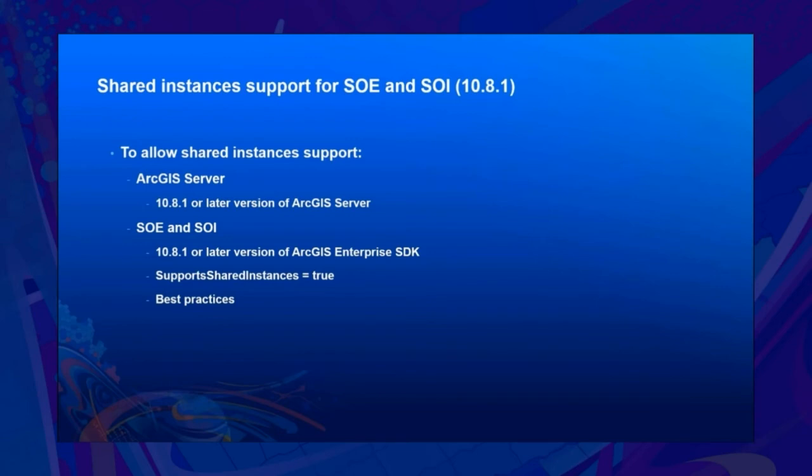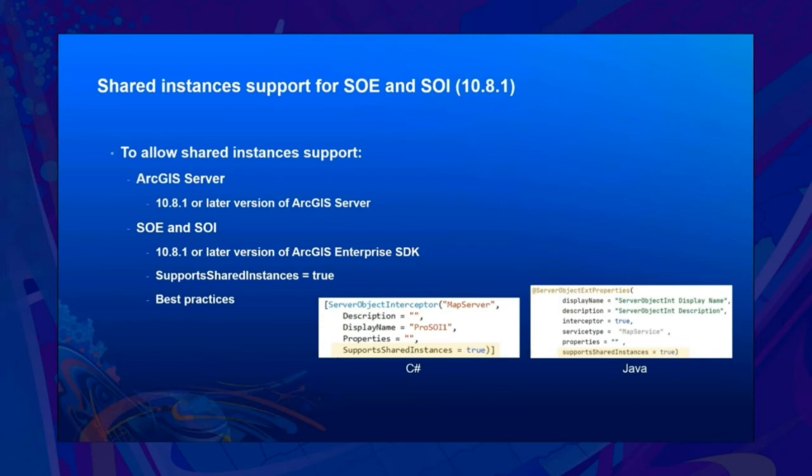On the SOE and SOI side, you have to enable this capability in your source code. To achieve this, you must first install 10.8.1 or later version of Enterprise SDK, and then in the SOE or SOI's source code, set the Supports Shared Instances property to True, just like these 2 screenshots. And last, rebuild the project, and the extension will be ready to be enabled with shared instances. Since the Supports Shared Instances property is default to false, if you don't explicitly set it to true, your SOE or SOI still cannot be enabled with shared instances.